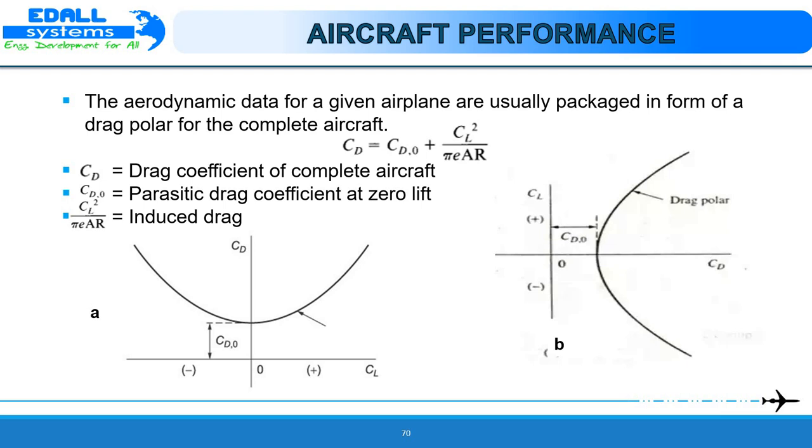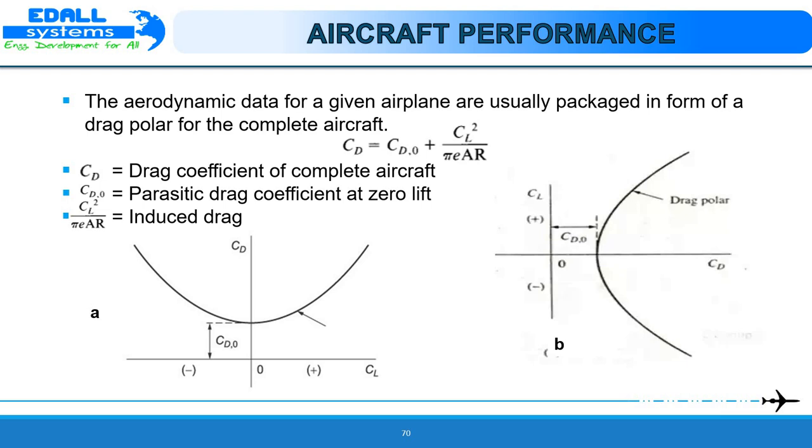The graph here is called the drag polar graph, with the approximations made with the formula CD equals CD naught plus CL squared by pi e AR. In figure A, CD is plotted versus CL, and in figure B, CL is plotted versus CD. The two representations are identical, basically a simple mirror image of each other rotated on its side.